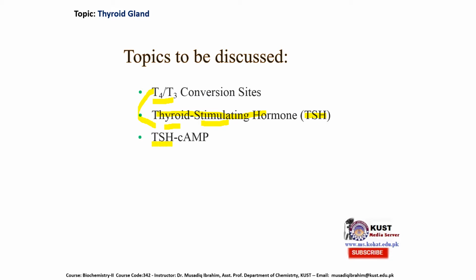The TSH cyclic AMP, where AMP stands for adenosine monophosphate. So the functions of this TSH cyclic AMP, and then the thyroid releasing hormone, which is also known as TRH, and this thyroid releasing hormone is responsible for the regulation of the thyroid gland to secrete its hormones.